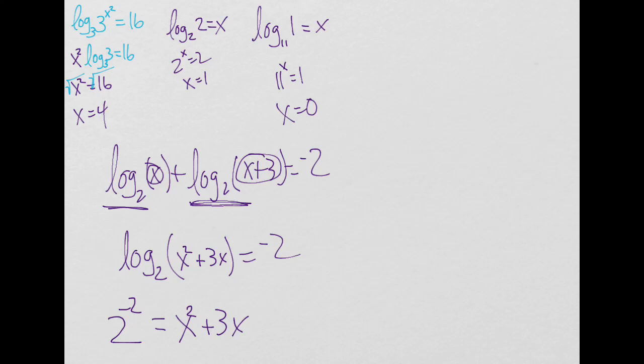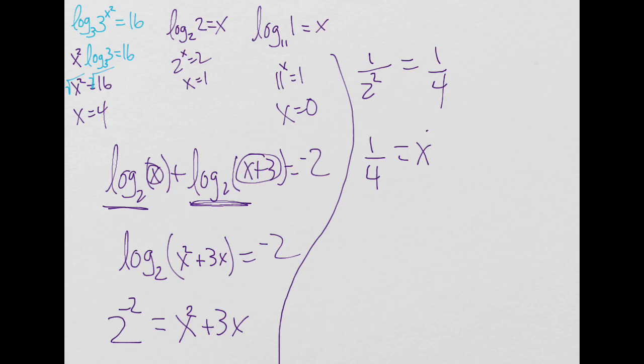Now, some of you hopefully caught on to this, but that's okay. It wasn't a main focus of this unit. But if you have a negative exponent, like that 2 to the -2, that's the same as saying 1 over 2 squared, which is just 1/4. So this is really saying 1/4 equals x squared plus 3x.